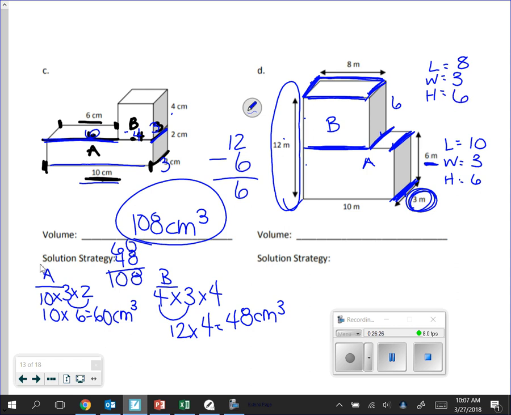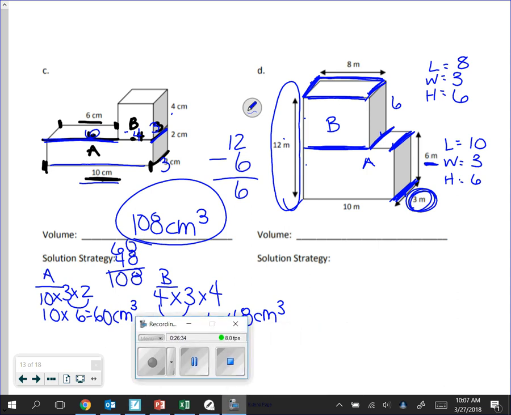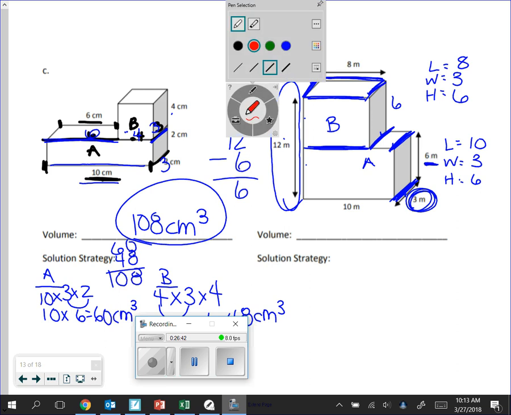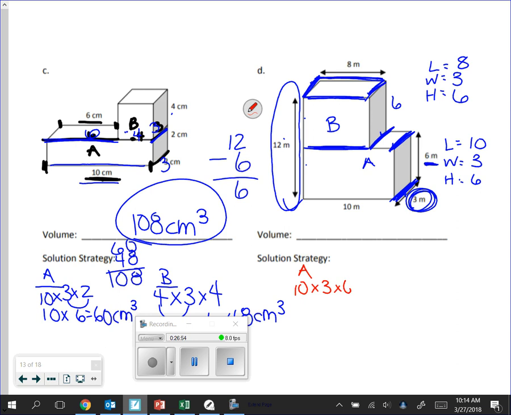So now that you have that, now you can find the volume of both. So go ahead and do that. Okay. So I got for shape A that you have your length of 10, your width of 3, and your height of 6.